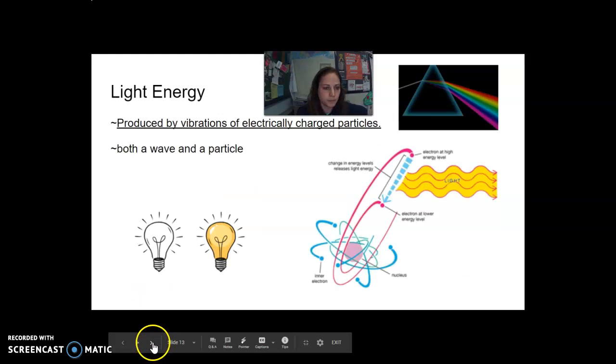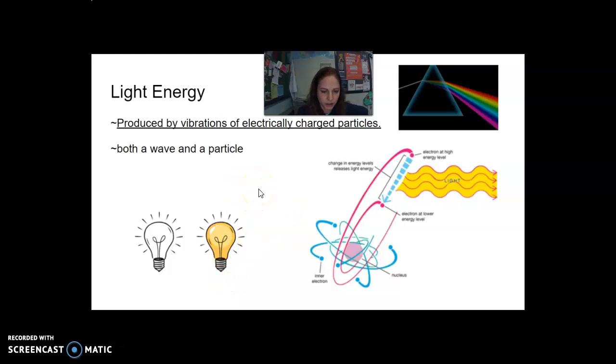Next one is light energy, and this is produced by vibrations of electrically charged particles. So light is kind of goofy, and we will go into more detail in this later, but it is both a wave and a particle. It definitely comes from the sun, of course. Also, there are some chemical reactions which produce light. I mean, if you've ever witnessed a campfire, then you should be aware of that.